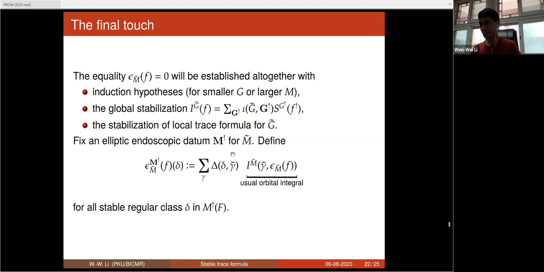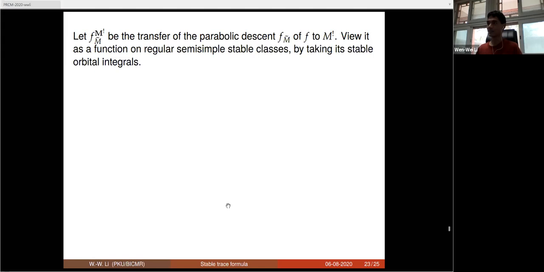So if we get something living on M-shrink, we can also transfer our function f from G tilde to M tilde by parabolic descent or by constant terms. And then transfer this M tilde guy to N-shrink. So this transfer can be viewed as a function on regular stable classes by taking the stable orbital integral at that class.